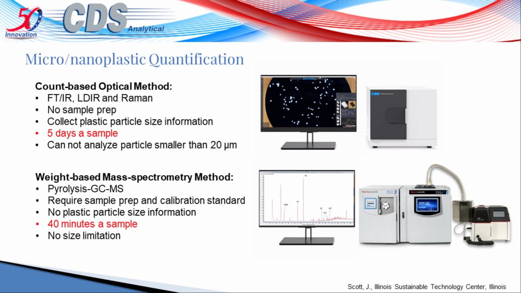Another way is a weight-based mass spectrometry method called Pyrolysis GCMS. This requires a little bit more sample prep, as well as a prep for a calibration standard, but you can get an amount of certain microplastics. You can get a quantitative result. You will lose information on the size of particles, but there is no size limitation. This is good for studying very small particles, micro to nano. So in the rest of this presentation, we'll be referring to both micro and nanoplastics as microplastics. And it takes about 40 minutes per sample.